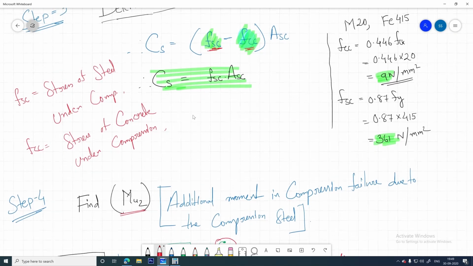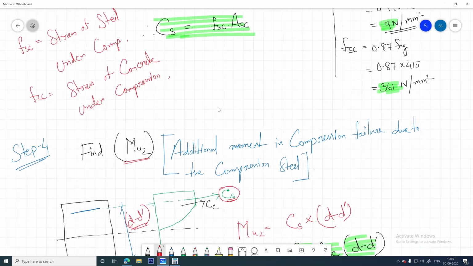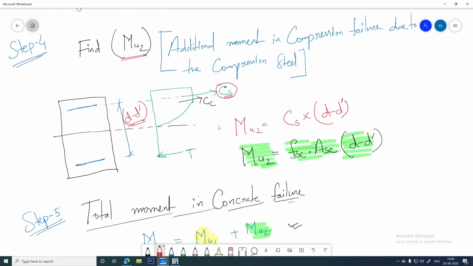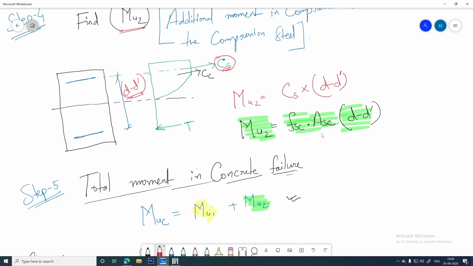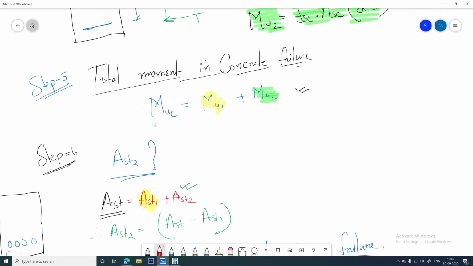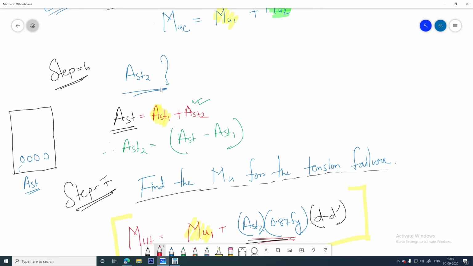Now after determination of this CS force, that is the compressive force due to the effect of the steel, you can multiply that CS with the lever arm to get the MU2, that means the additional moment in compression failure due to the compression steel. Look here, I have multiplied this CS with the lever arm, and CS is FSC into ASC. Now you can get the total moment in compression concrete failure, that is MUC equals MU1 plus MU2, both are known.